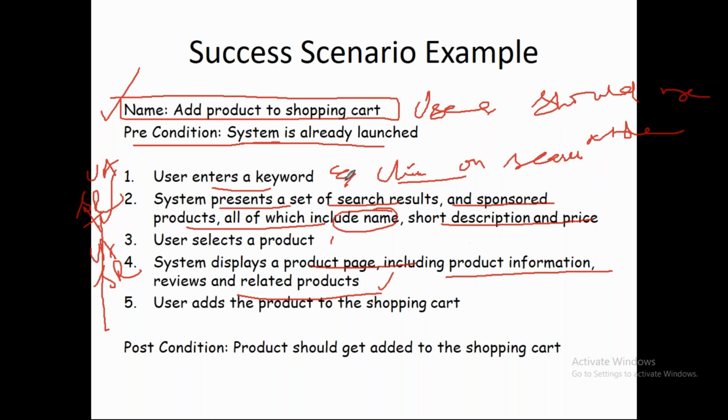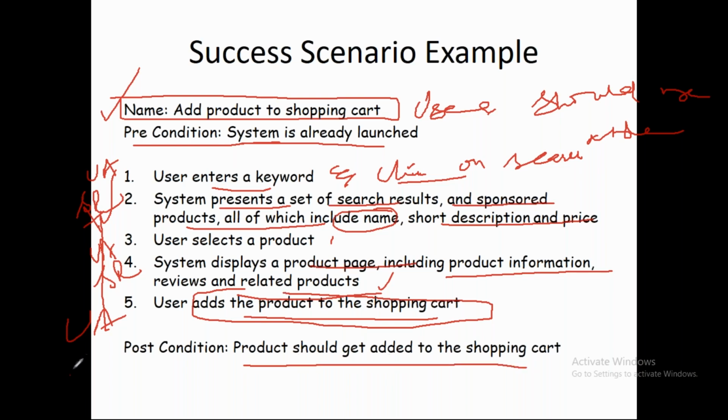The user clicks on add product to the shopping cart. Another user's action: the user adds the product to the shopping cart. So what should be the system response? The product should get added to the shopping cart. This is again the system response, and that should be the post condition. When you go to the shopping cart, you should be able to see the product.